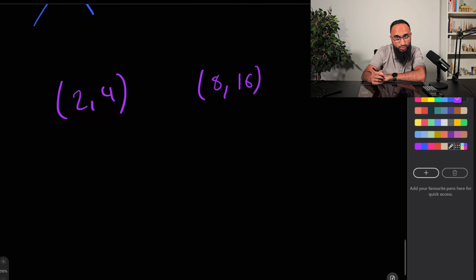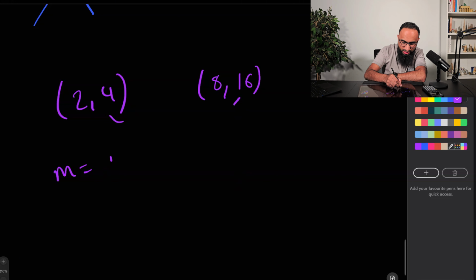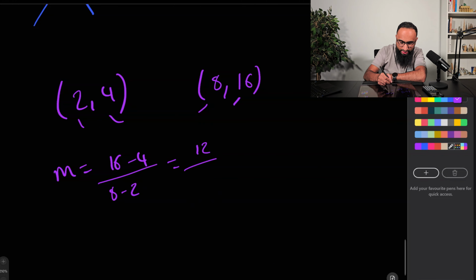So the first thing we do is work out the gradient. So we do m equals the difference in the y values. So this is y here, this is y here. So we do 16 take away 4 divided by the difference in x values. So 8 and 2. So 8 minus 2. So 16 minus 4 is 12. 8 minus 2 is 6. So the gradient is 2. So for every 1 that we move across on the x-axis, we move up by 2 on the y-axis, right? So that's the gradient.